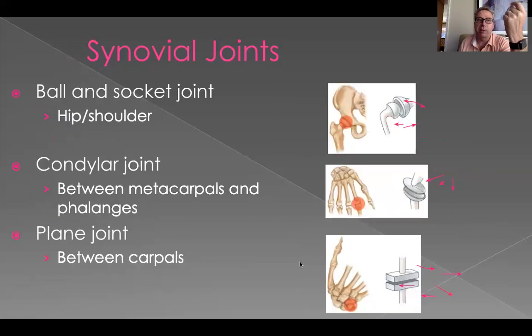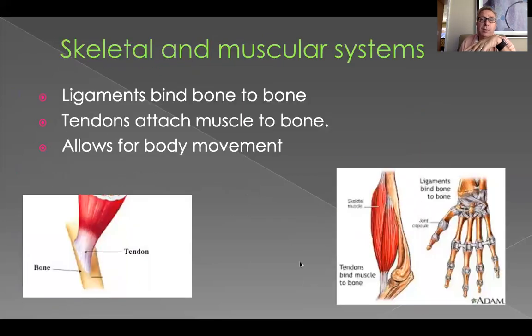Remember that the synovial are free moving, cartilaginous are slightly movable, not a lot of movement. Think of your vertebrae. You can't move them as much, but you still can. And then your fibrous joints are non-movable. Those are within your skull. So those are the three types that we talked about. All right, so how do they work together?